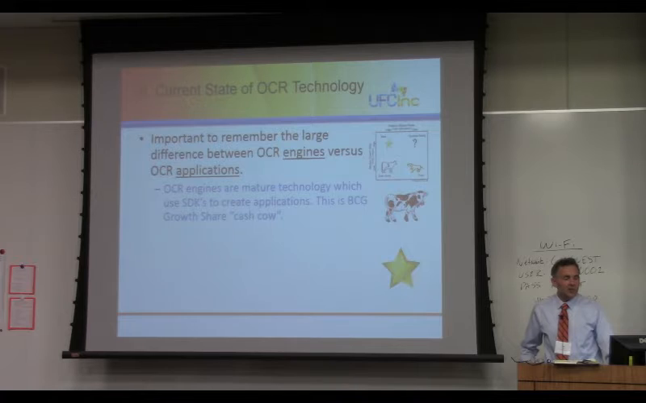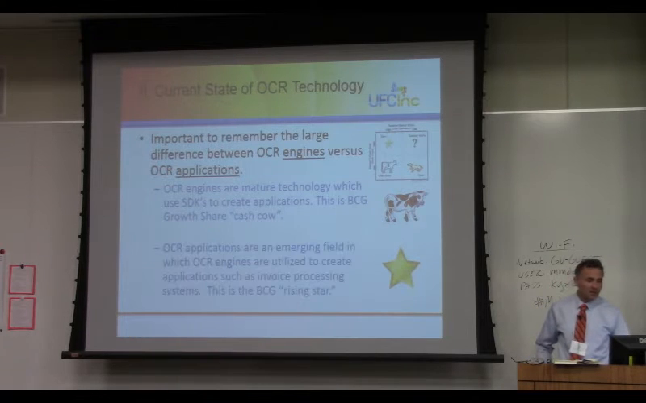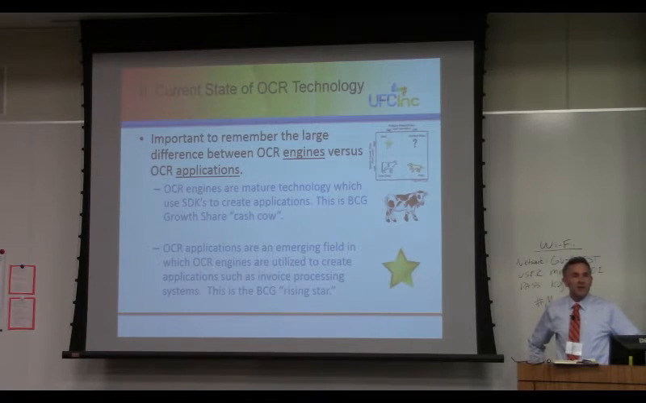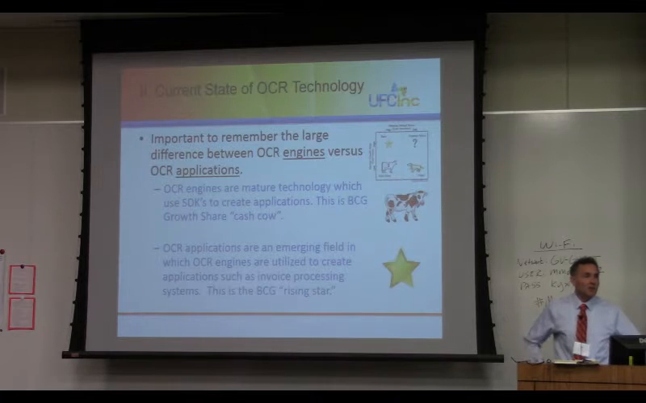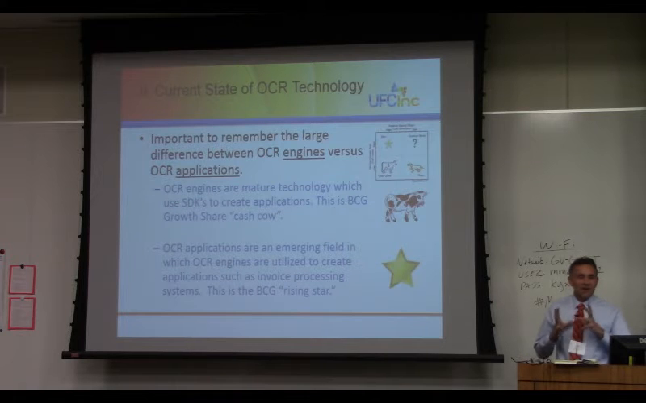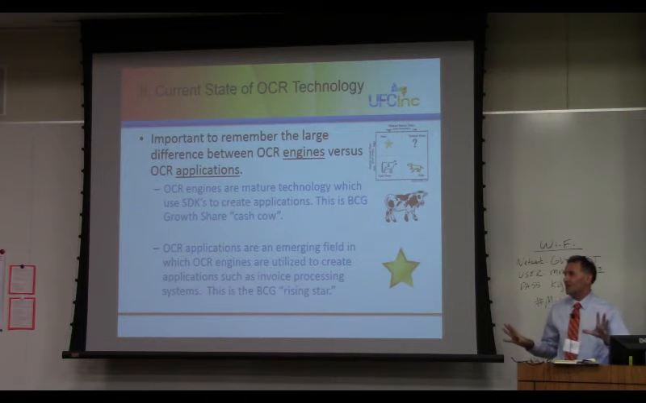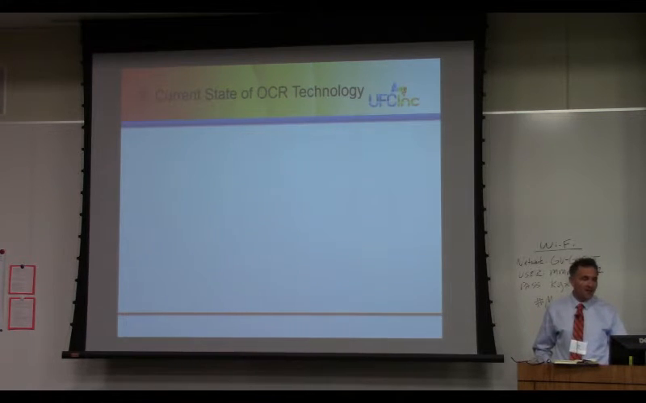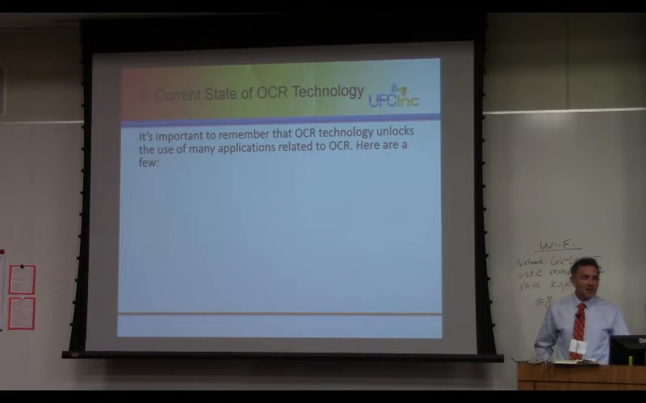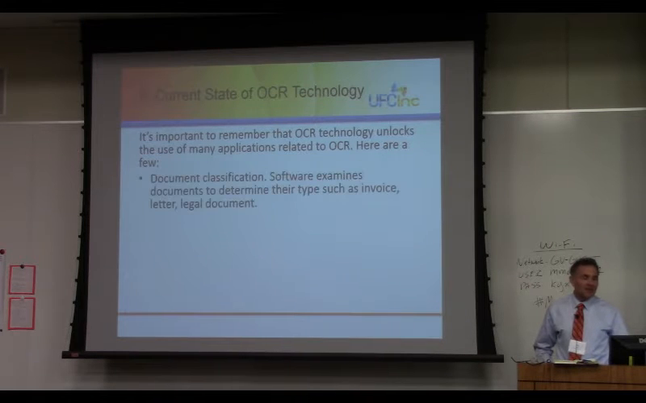Yeah, I say they're mature technologies, the cash cows. The applications are the rising stars of the Boston Consulting Group matrix, the MBA people will know what I'm talking about here. So that's the area where these companies see lots of applications happening from their existing engines. They invested all this money in these engines, and now they're moving into this application development. This OCR technology unlocks applications like crazy, as I mentioned, the rising star.